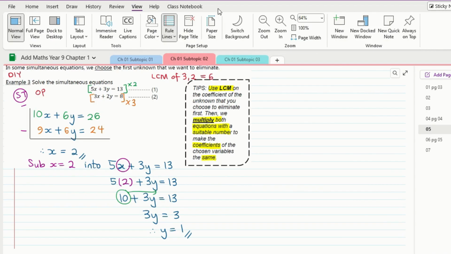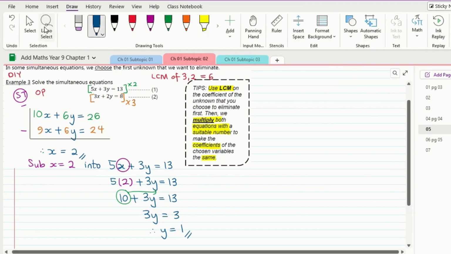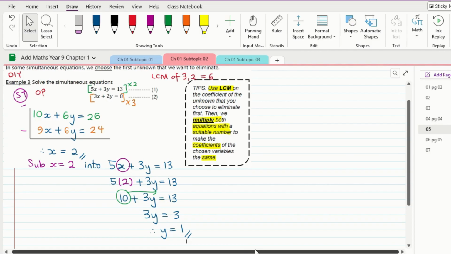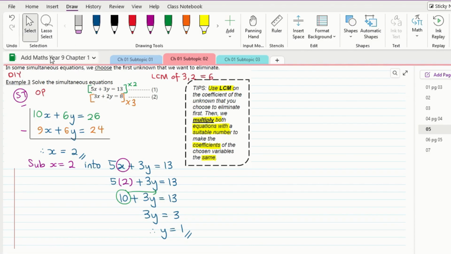Alright, now you can see here, this is the full solution, and please check whether you have x equals to 2 as your final answer and y equals to 1. So here, just to briefly explain the working, once you have 6y as the same coefficient on both equations, you have to check the sign. The signs here are the same, so what you're going to do is subtract both equations on the left hand side and the right hand side, and here y is eliminated to give you x equals to 2.